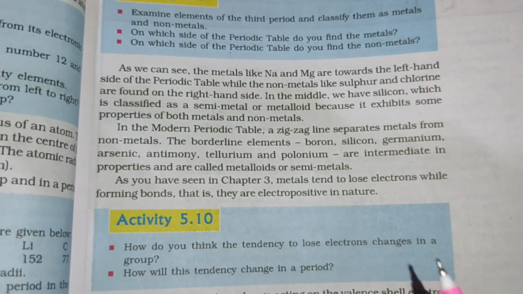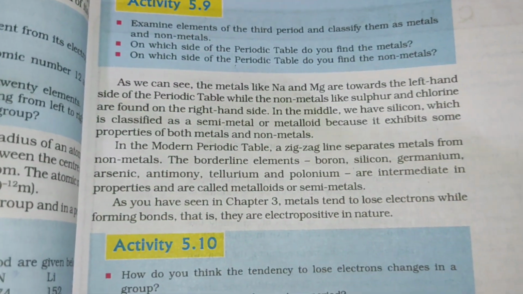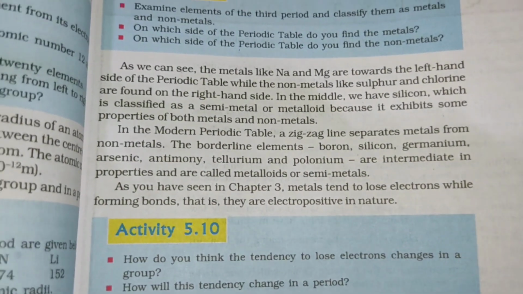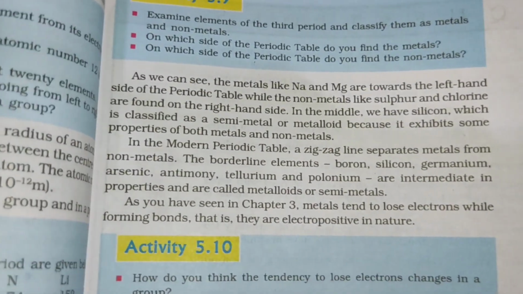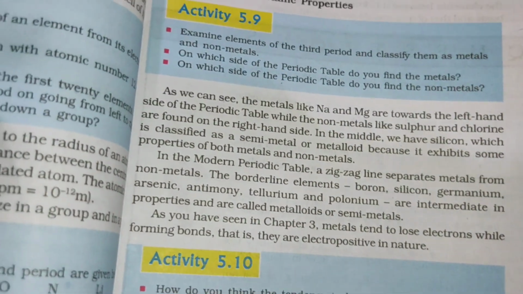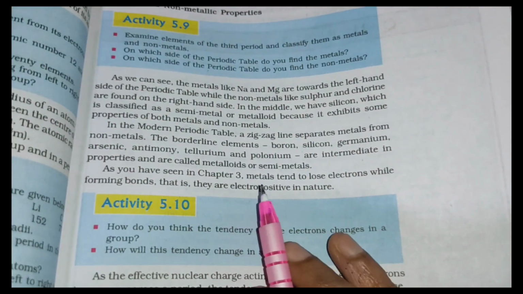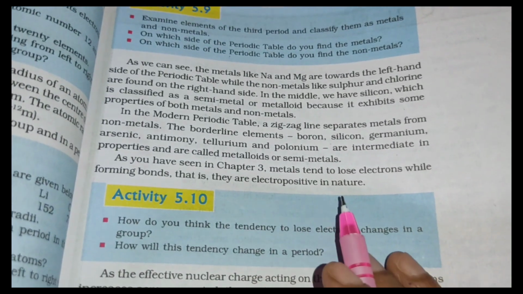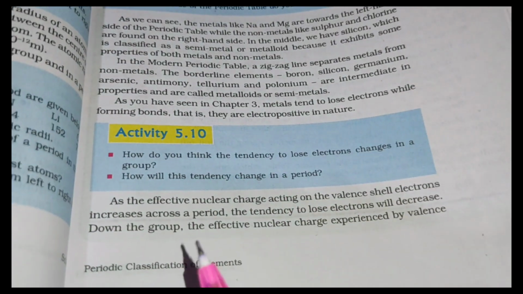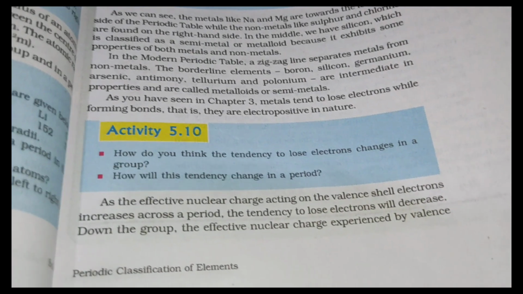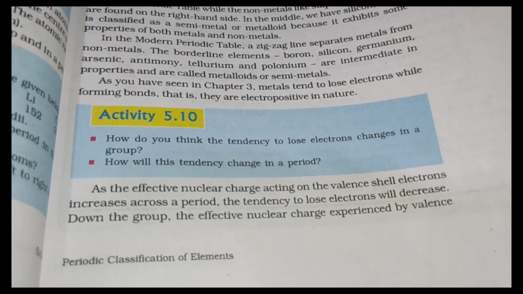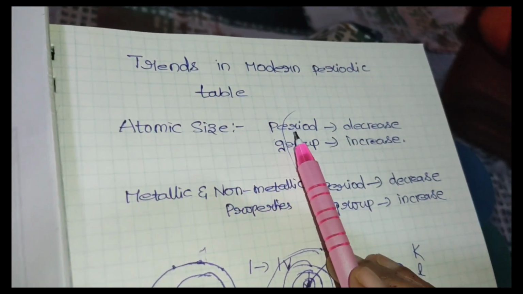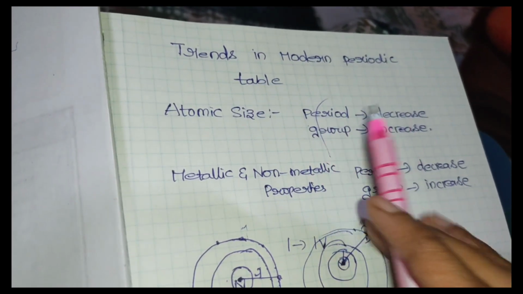This zigzag line separates the metals and non-metals, and they are called metalloids or semi-metals. We also know that metals lose electrons when forming bonds, so they are electropositive. If they lose electrons, they are electropositive in nature, and if they gain electrons, then they become electronegative. The nuclear charge on the valence shell electrons increases across a period. We told that there will be a greater nuclear charge.